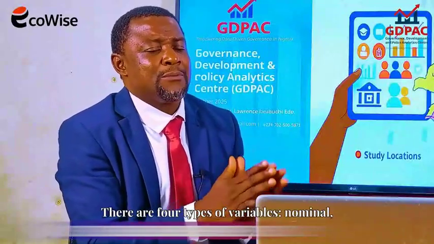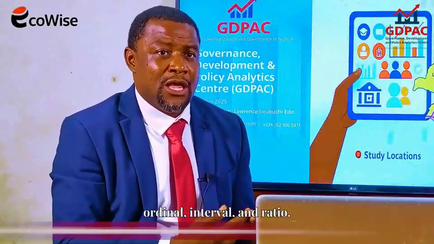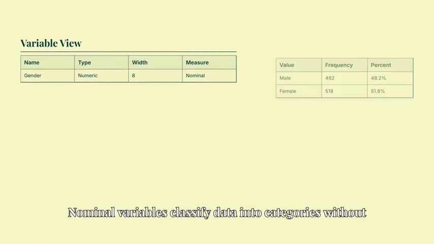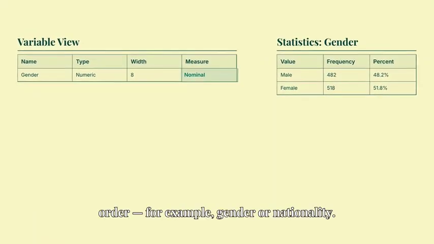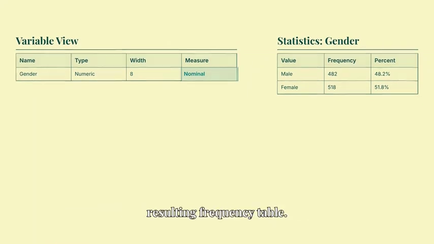There are 4 types of variables: nominal, ordinal, interval, and ratio. Nominal variables classify data into categories without order. For example, gender or nationality. Here we see the variable view where measure is set to nominal and the resulting frequency table.